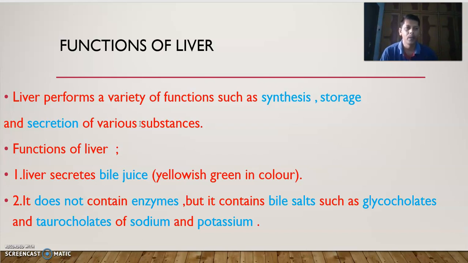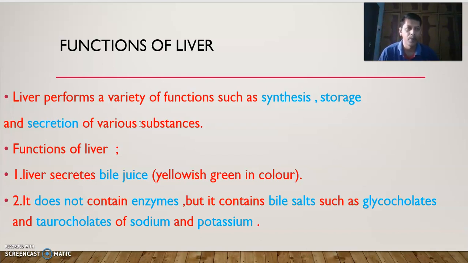How many lobes are there in our liver? Two lobes: right lobe and left lobe. Which is the larger one? The right lobe is larger than the left one. Each liver lobe consists of structural and functional units. What are they? Hepatic lobules. What is the shape of the hepatic lobule? Hexagonal shape. What do hepatic lobules contain?